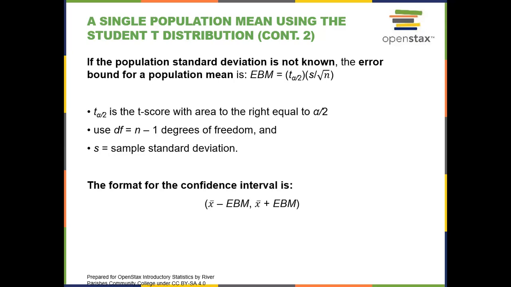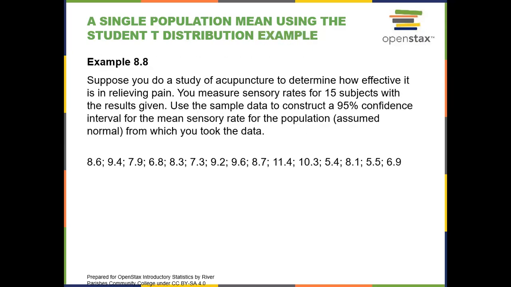So you get the critical value of t for that degrees of freedom, which is n minus 1, multiplied with, instead of the population standard deviation, the sample standard deviation divided by the square root of the sample size. t alpha by 2 is the t-score with the area to the right equal to alpha by 2, using degrees of freedom n minus 1, sample size minus 1, and s is the sample standard deviation. The format is x bar minus error bound for the mean and x bar plus error bound. So these are the information. Suppose you do a study of acupuncture to determine how effective it is in relieving pain.